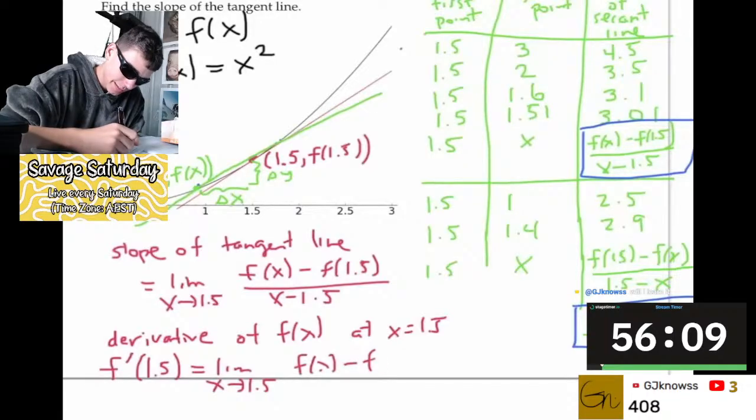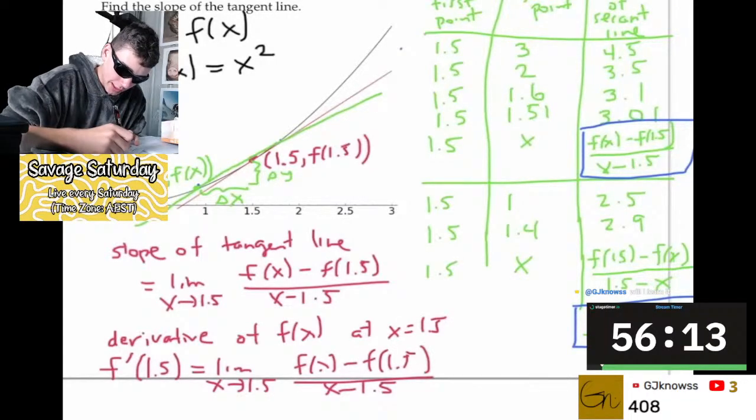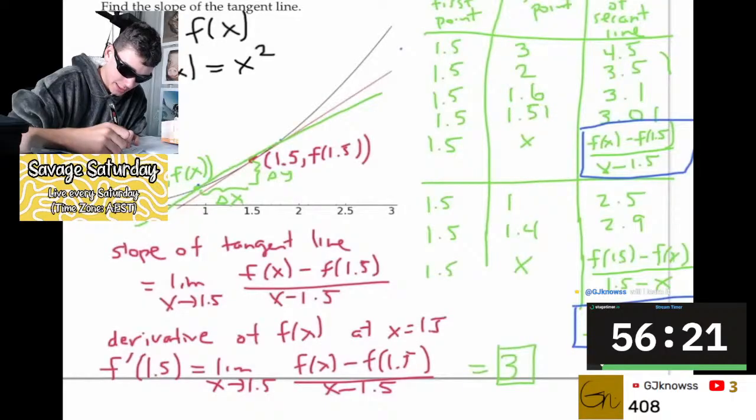of f of x minus f of 1.5 over x minus 1.5. Now, based on our numerical tables, we can see that the limit seems to be heading towards 3, whether x approaches 1.5 from the right or from the left. So I'll write down the answer of 3. You know, the numerical evidence is pretty strong.